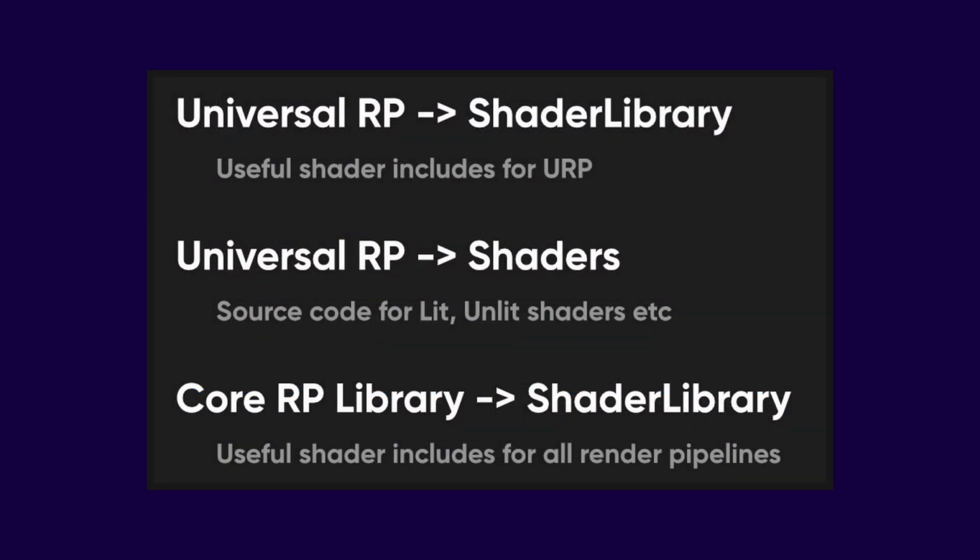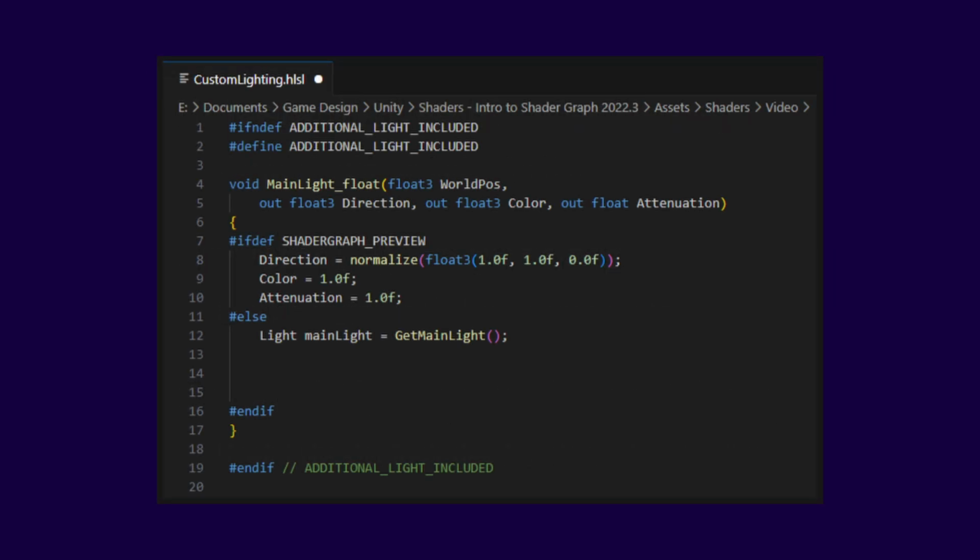I found them really useful when designing my own shader asset packs, but now we're straying a little from shader graph. Basically, the lighting file is one that shader graph includes anyway, so we can use GetMainLight from it, and then set the output values accordingly.